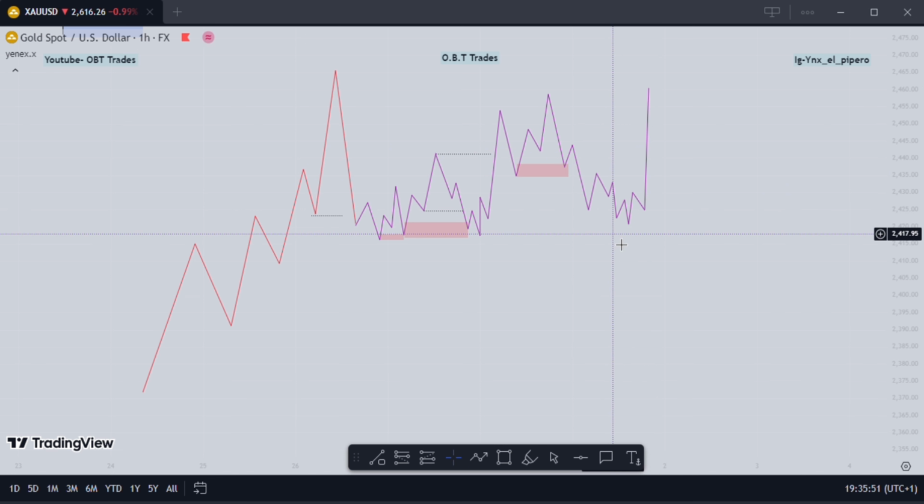scenario. Let me call this scenario 2, because scenario 1 is the normal entry model you all know from Mr.